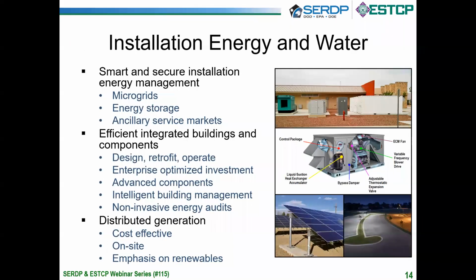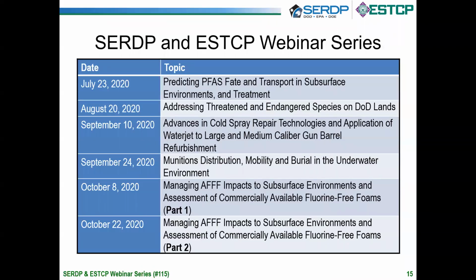Our webinar today is focused on research and demonstrations conducted under the Installation Energy and Water program area. Installation Energy and Water has essentially 3 main areas of research. First is smart and secure installation energy management, then efficient integrated buildings and components, and third, distributed energy generation. Our webinar series highlights research and demonstration efforts from each of the 5 program areas.